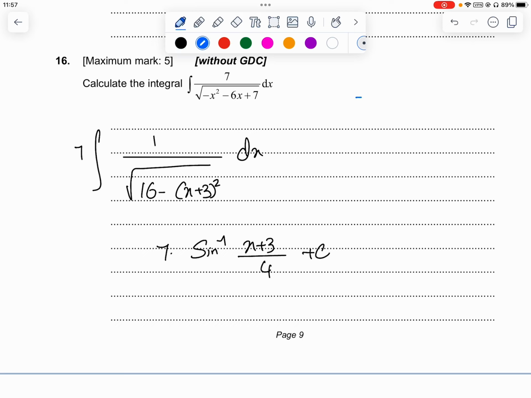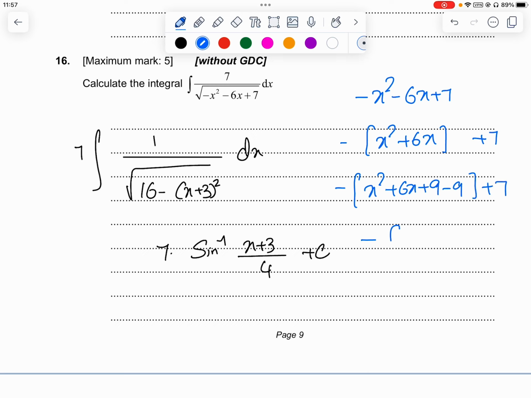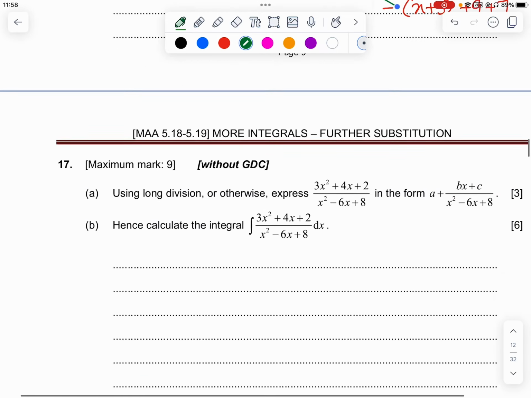So how should I do this? Negative x square, negative 6x plus 7. Take negative common, x square plus 6x. Don't touch that 7. So minus (x square plus 6x plus 9) minus 9 plus 7. So it becomes minus of, these three terms will become (x plus 3) whole square minus 9, plus 7. Expand it out: minus (x plus 3) whole square plus 9 plus 7, which becomes 16 minus (x plus 3) whole square.